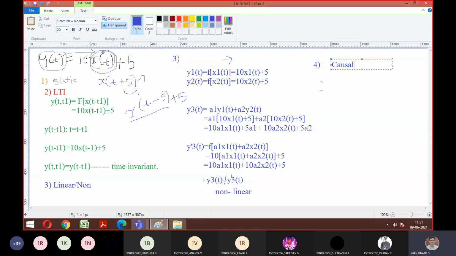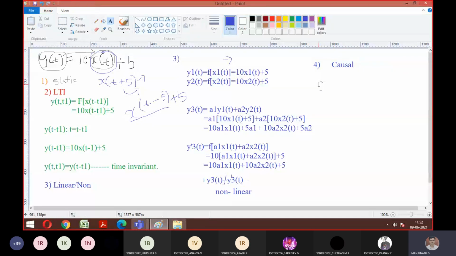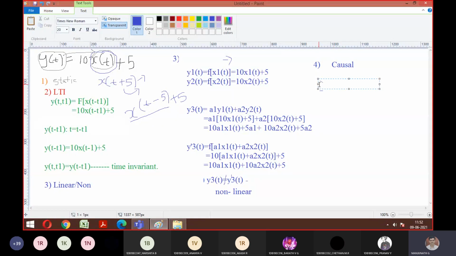Is that okay to everyone? So you need to make a statement that since the output depends upon the present input only, hence the system is causal. Is it okay? Everyone? Yes, sir. So coming to the last property, that is stable or unstable. So now you tell me, is it stable or unstable?